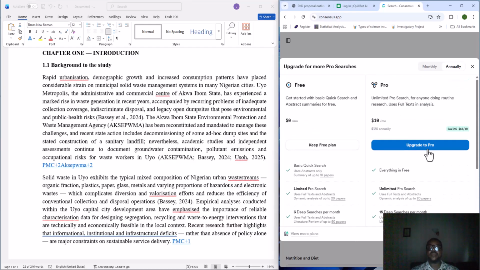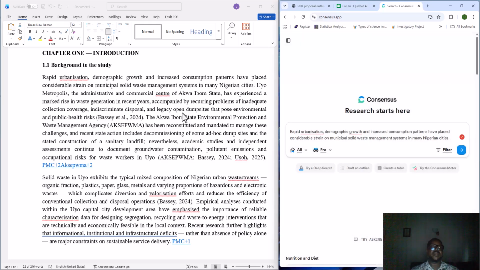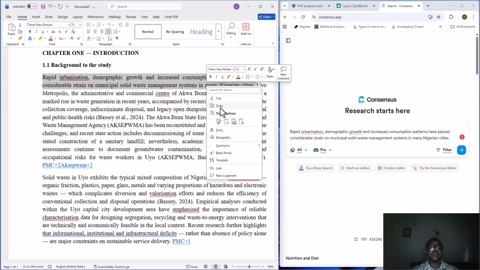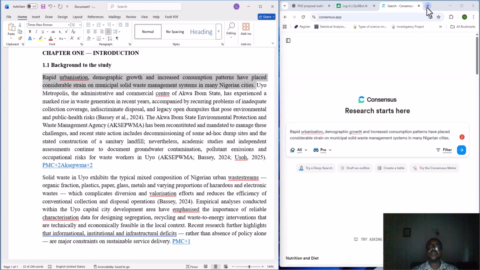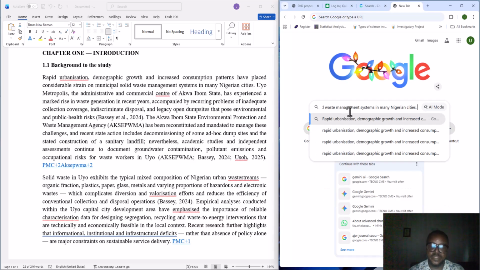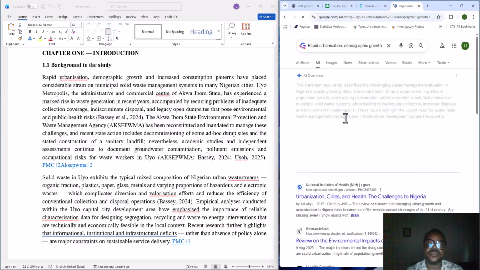So if you want a pro, you can go ahead and upgrade to pro and get it at only $10. But if not, there is another way to get this, right? So we copy this part of the work, which I said we should copy. My limit for that is exhausted, so I'm going to take you to another option here, which is just straight up go to Google and paste it. And as you paste it in Google, you search.